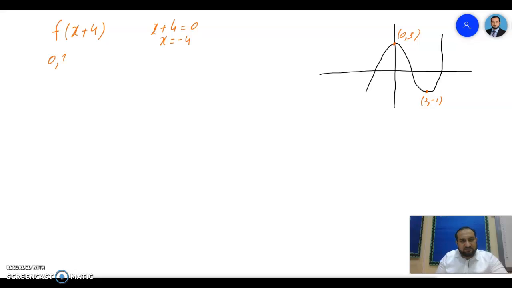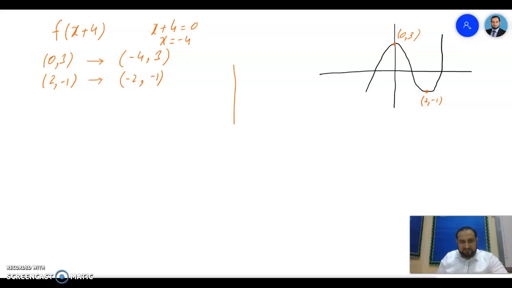So right now we have coordinates (0, 3) and (2, -1). Since this is a horizontal translation, only the x coordinate will move. Right now it's (0, 3), so 0 minus 4 will be -4, and then 3. Similarly here, it's (2, -1). Once we know we have to move 4 units towards the left, that means 2 minus 4, so we will end up at (-2, -1).